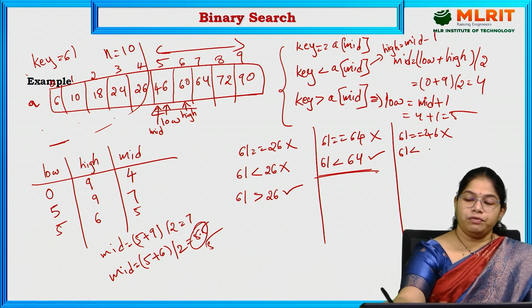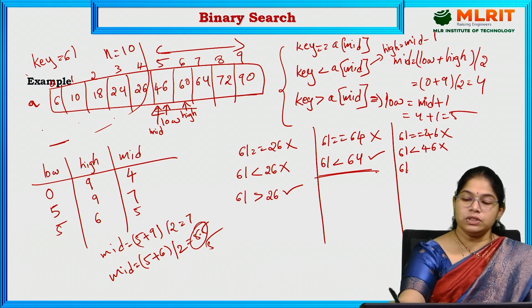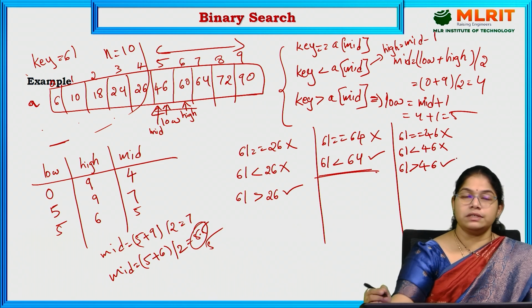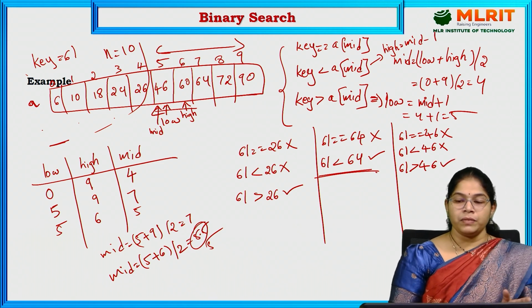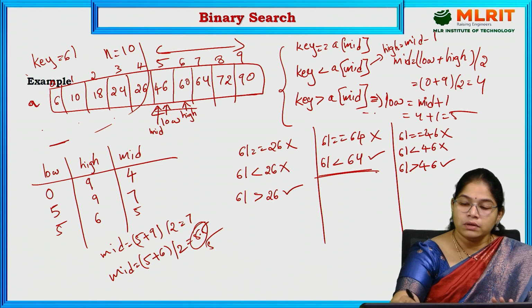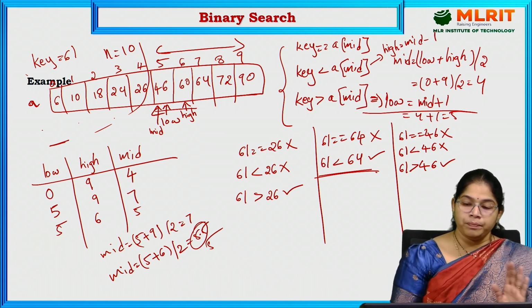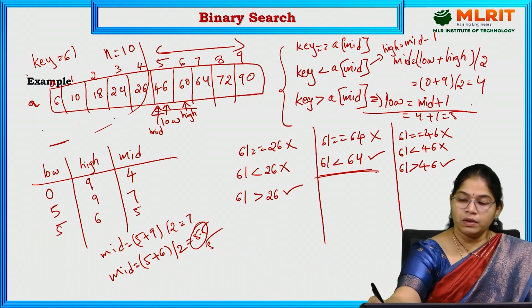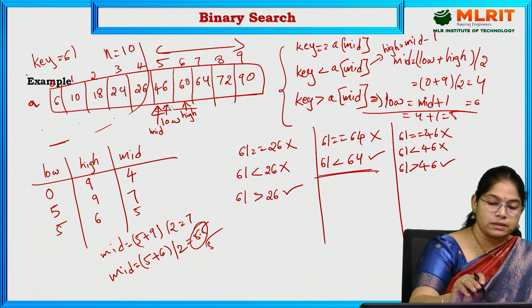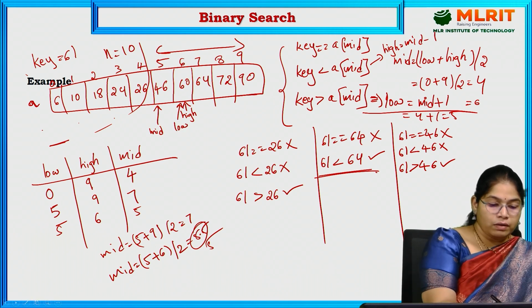Then the next condition is key 61 less than A of mid. That is, A of mid is A of 5, 46. Is 61 less than 46? No. Then 61 greater than 46. Yes, 61 is greater than 46. This condition is true. That means the element which I want to search is right of the mid. In such a case, we have to change the low value. Low is equal to mid plus 1. Already mid is 5, then low is equal to 5 plus 1. Now it becomes 6. Now low is shifted to 6.